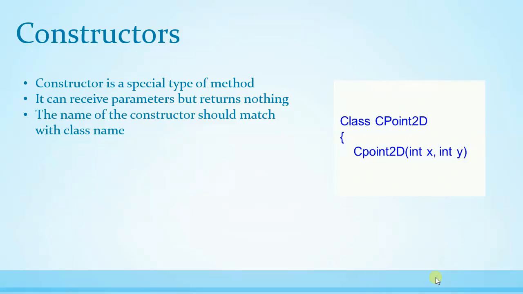So the example is here on the right hand side. Here the class name is C2D. If you look at the constructor name, it matches the class name. Here is a spelling mistake. The constructor name C2D has a small p, and in the class name it is specified as uppercase. So a constructor should not be like this. The constructor name should actually match the class name.